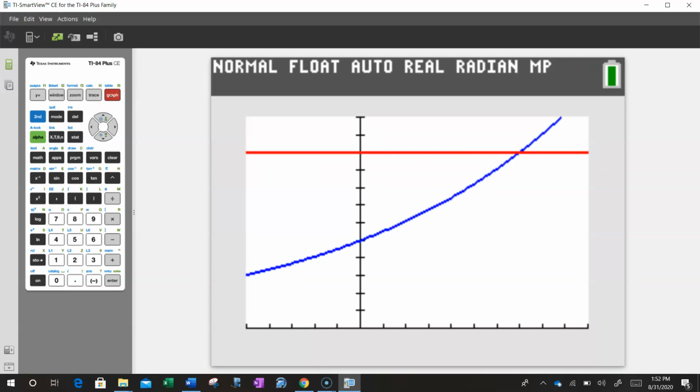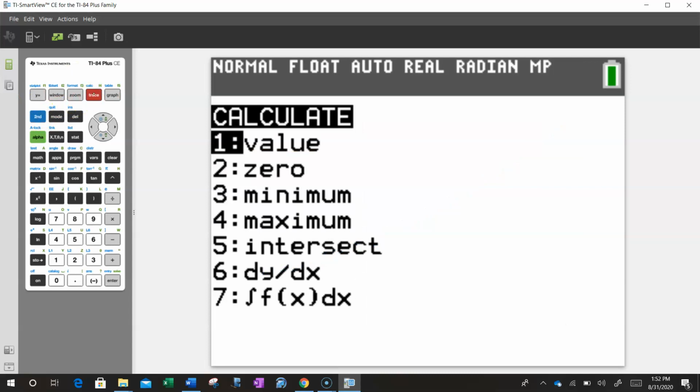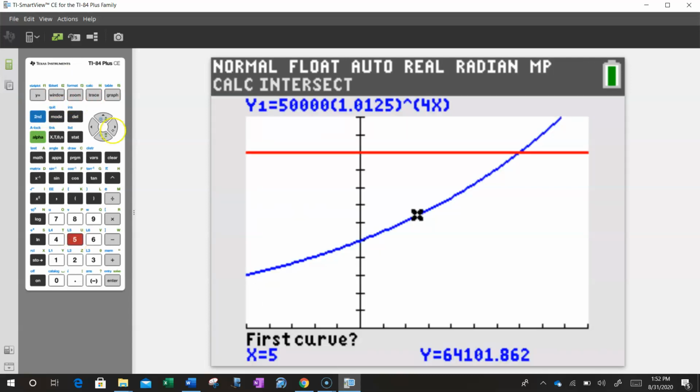And remember, we want to find the intersection. So to do that, we're going to hit 2nd Trace, which is our Calculate. We're going to go to number 5. We're going to scroll over by that intersection. There's only one of them, so it should work, but it's always good to go ahead and get that practice. And then press enter, enter, enter, and it should give us the intersection.